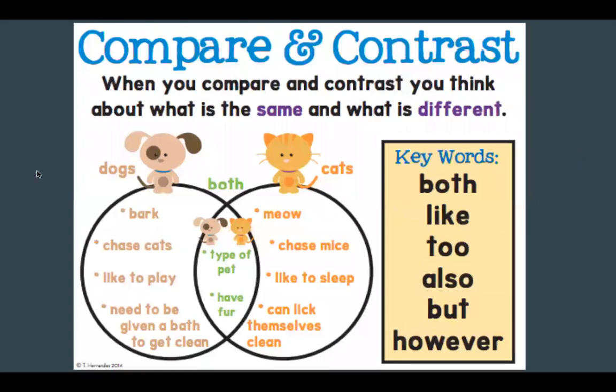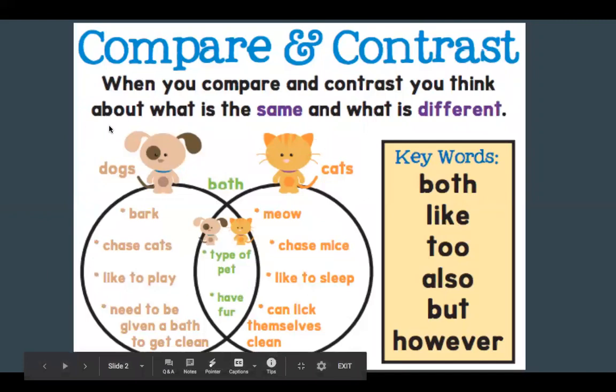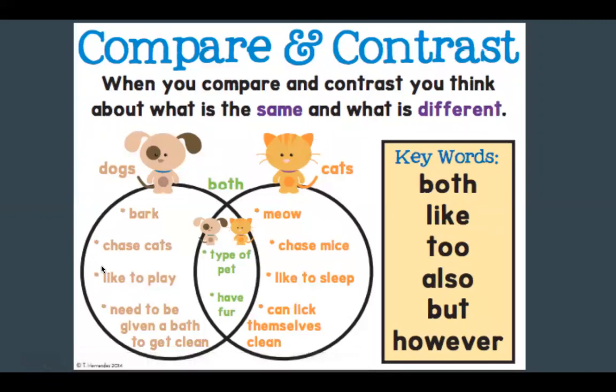So before we get started, let's talk about what compare and contrast means. When you compare and contrast, you think about what is the same and what is different. If you look at this picture here, they are comparing dogs and cats. On the left side in the brown, you see a dog at the top, and it says dog. On the right side, it's cat. So on the outside, it's what is different.